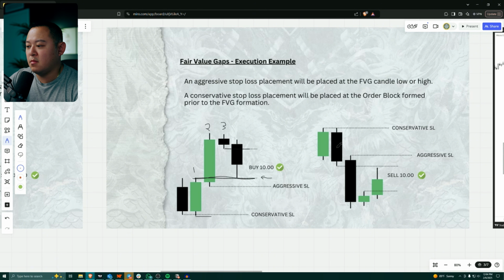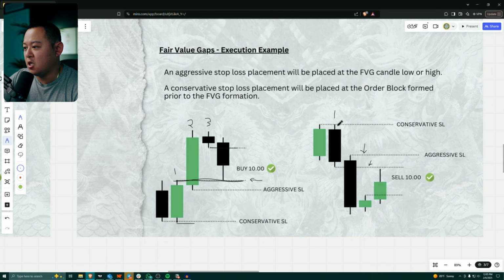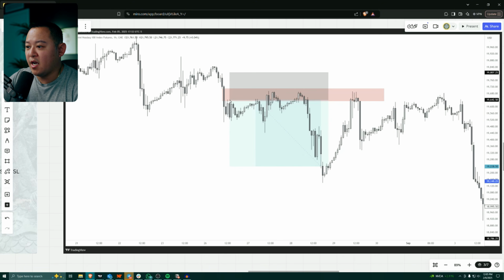Okay. Bearish example, again, aggressive will be either this one, right? So the high end of this bearish fair value gap or the actual high of candle number 2. But again, the most conservative stop loss placement will be at candle 1 here. Just a couple examples for you guys here.